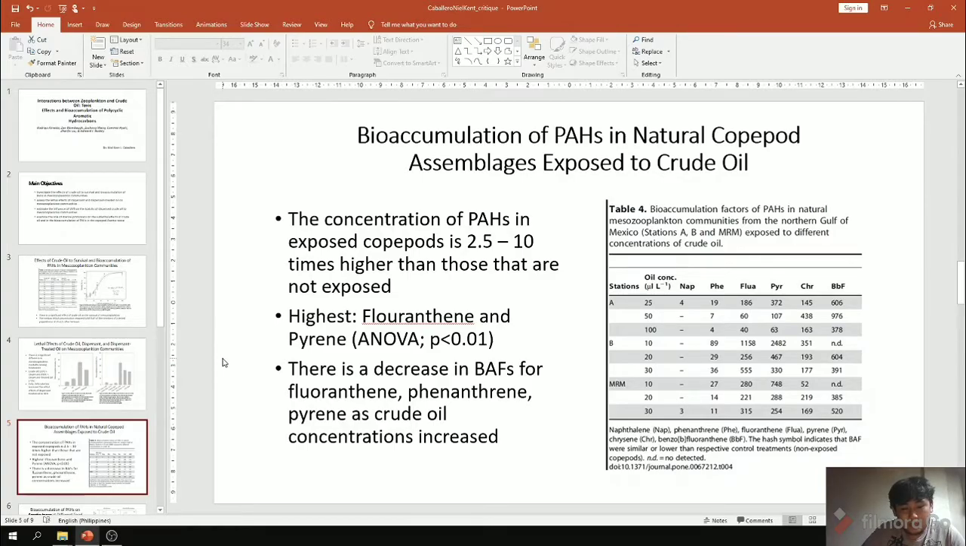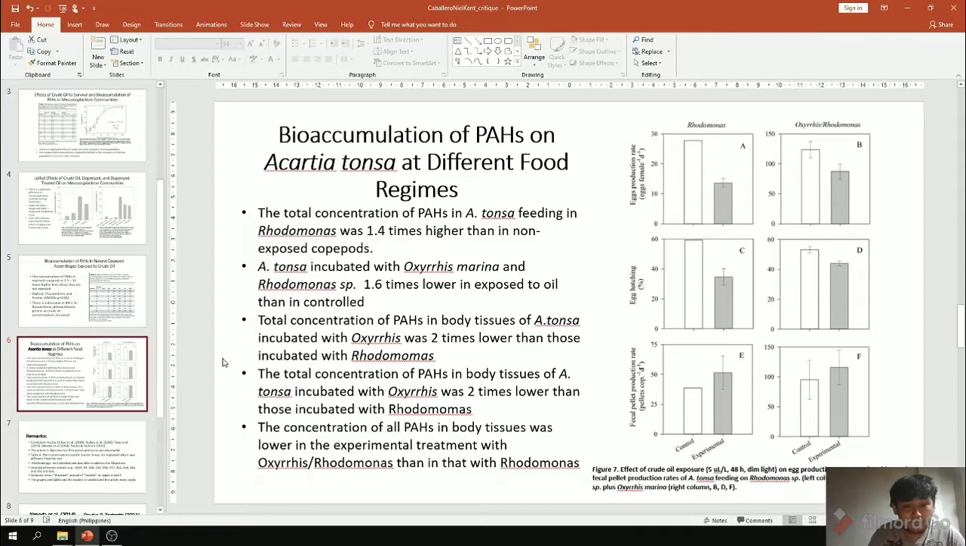And there is a significant difference in the bioaccumulation factors of fluoranthene, phenanthrene, and pyrene as crude oil concentrations increase. It was explained in the discussion section that this is naturally based on the chemical composition of the polycyclic aromatic hydrocarbons.